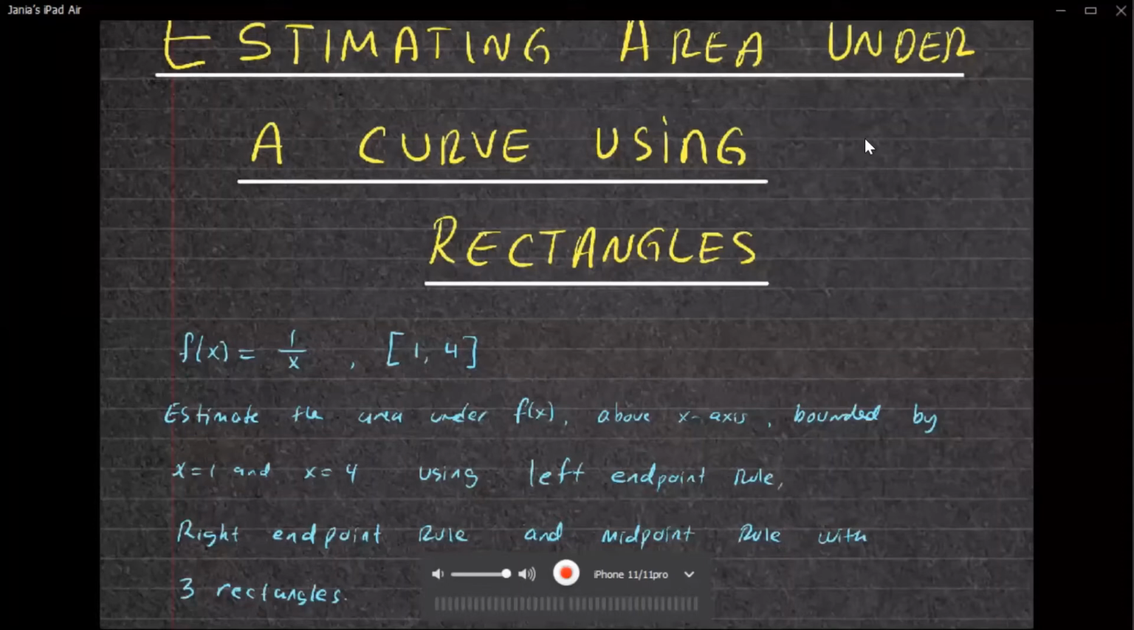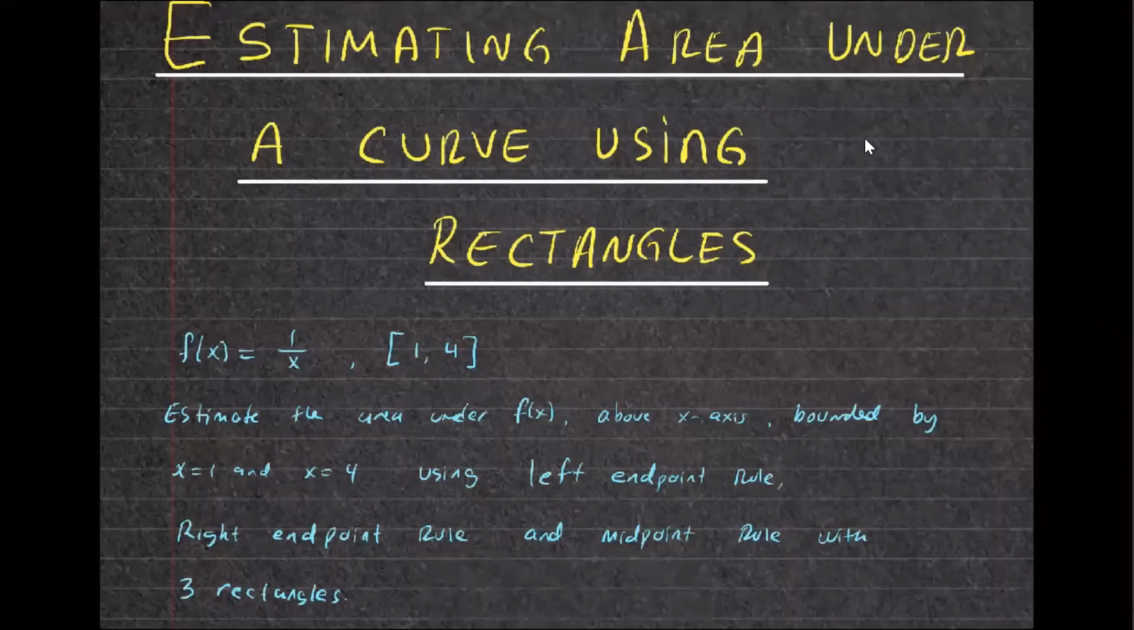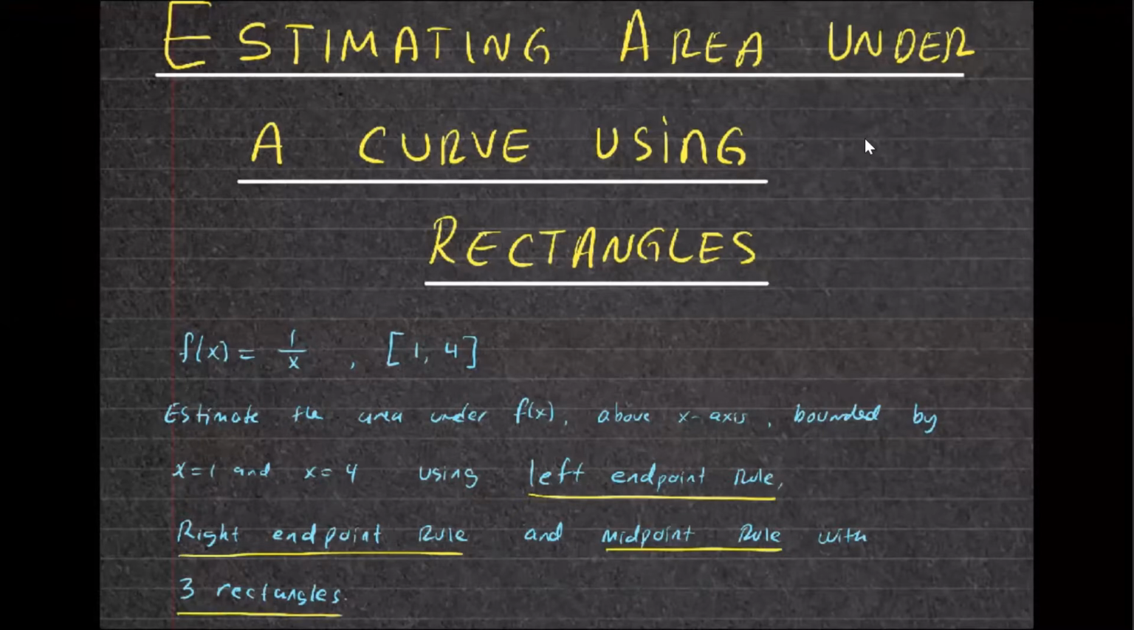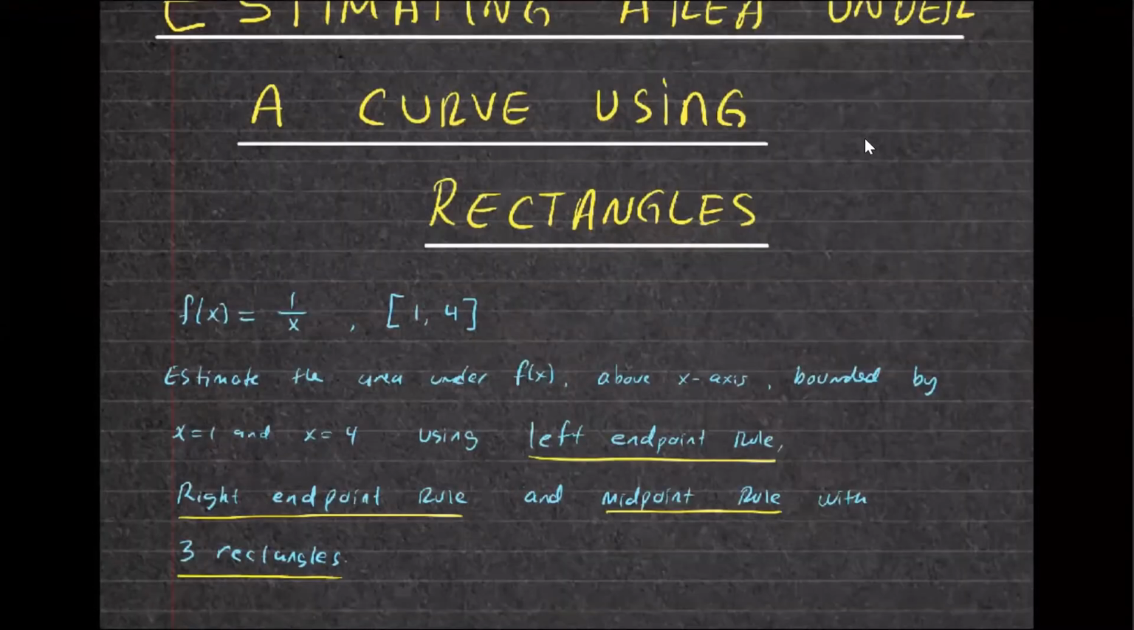Let's go ahead and find the area under this curve between x equals 1 and 4, bounded by the x-axis, using the three methods: left endpoint rule, right endpoint rule, and midpoint rule. And we're going to construct three rectangles. So let's see how the picture looks.